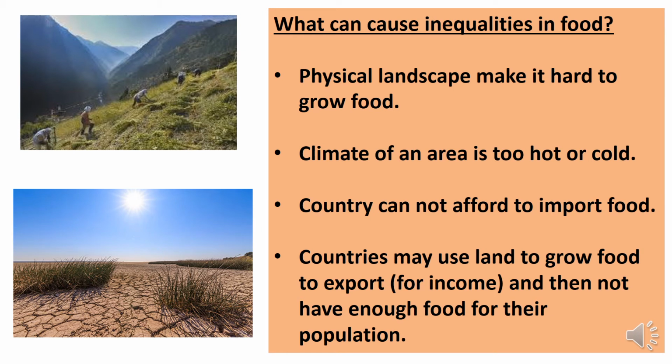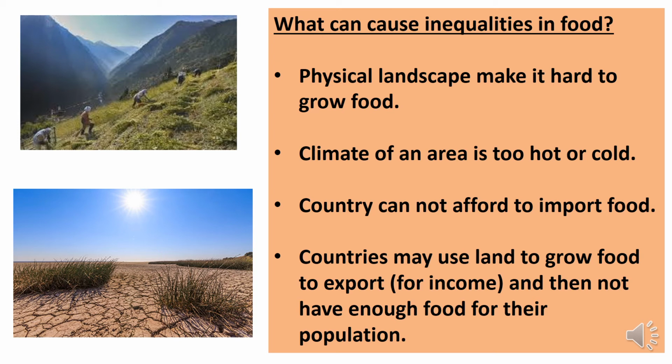So again, what can cause these inequalities in food? Physical landscape can make it hard to grow food, meaning some mountainous areas may struggle to grow crops as the land is not suitable. Climate of an area: is it too hot or is it too cold? Does this restrain when crops can be grown? Can they only be grown at certain times of the year, or do they struggle all year round for rainfall or precipitation?